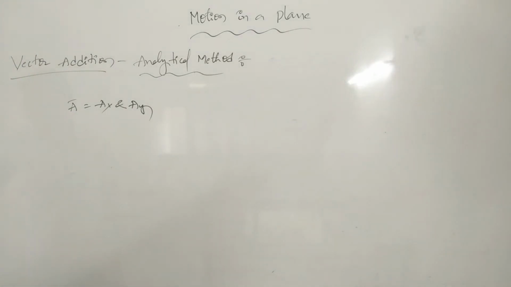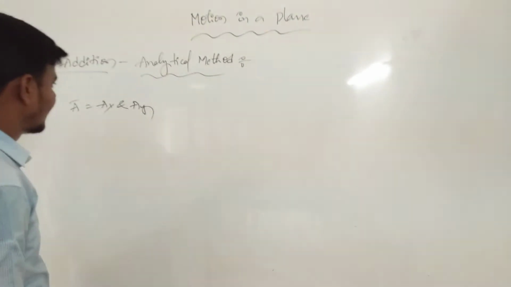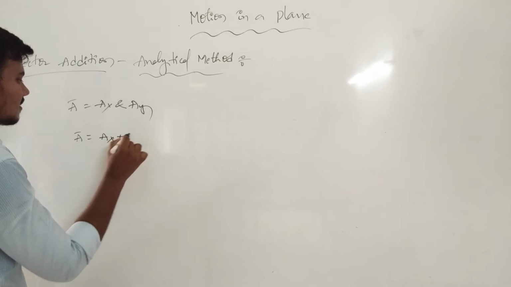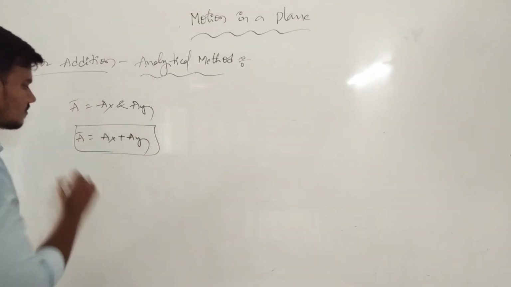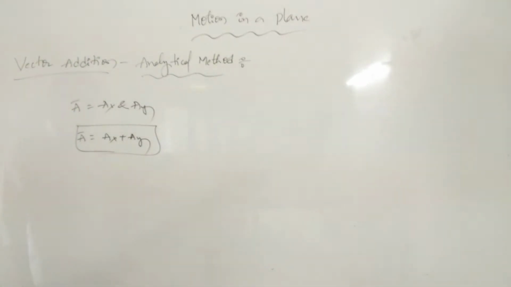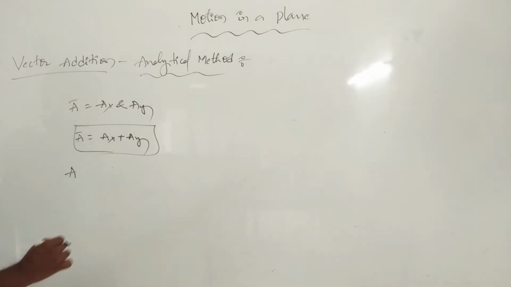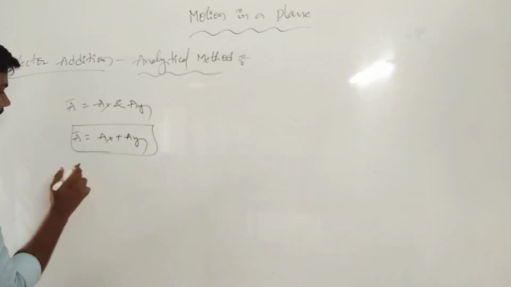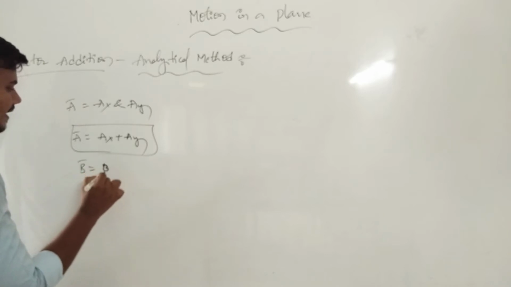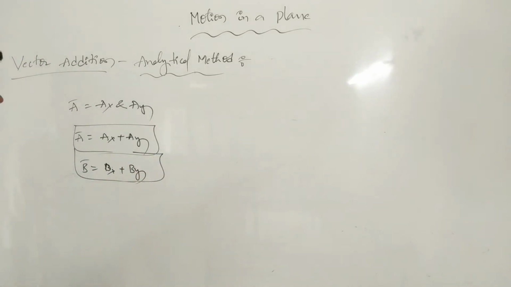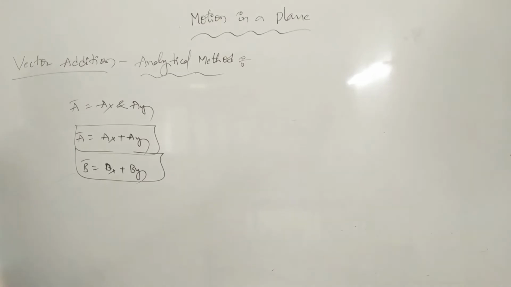Now A bar is equal to Ax and Ay. Addition means A bar is equal to Ax plus Ay. Now this is clear. There are two things: the first one Ax and Ay. Same for the other vector: B bar is equal to Bx plus By. A bar is equal to Ax plus Ay, and B bar is equal to Bx plus By.